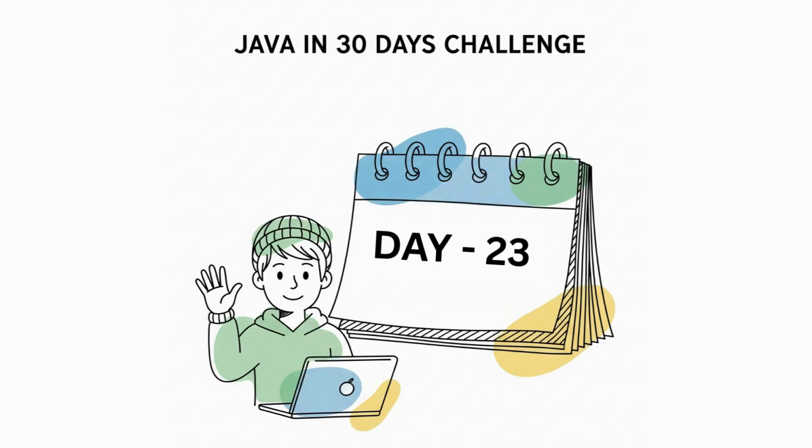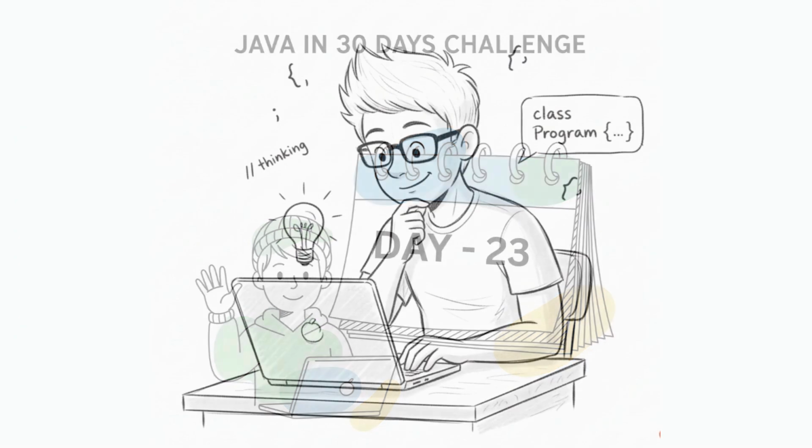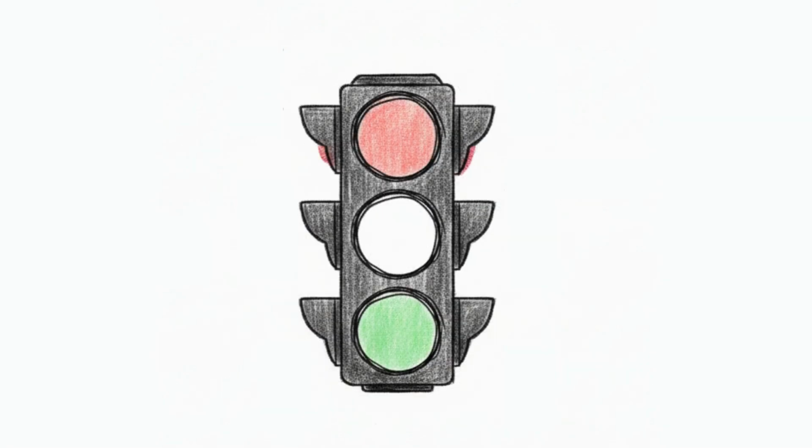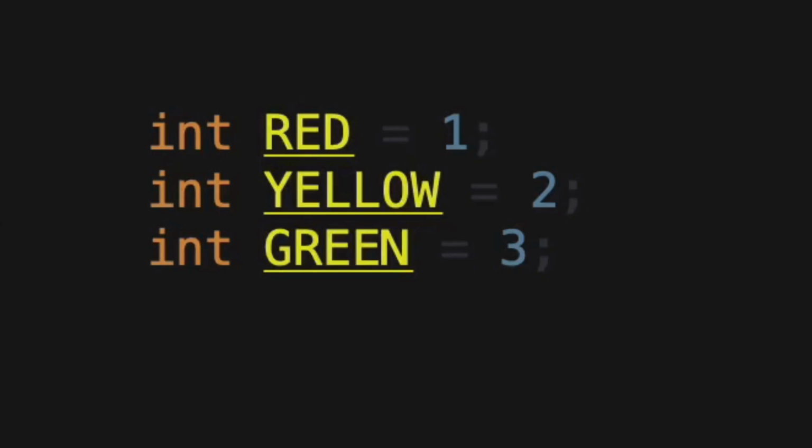Welcome back. Let's start with a problem. Imagine you are building a program for traffic signals and you create constants like: int red = 1, int yellow = 2, int green = 3. But oops, what if someone accidentally assigns int purple = 4 and uses it as a traffic light?